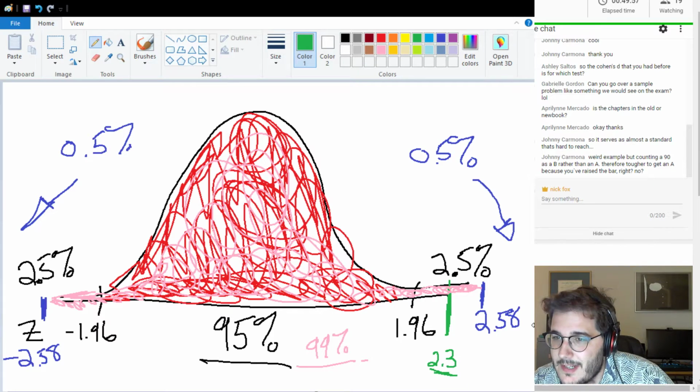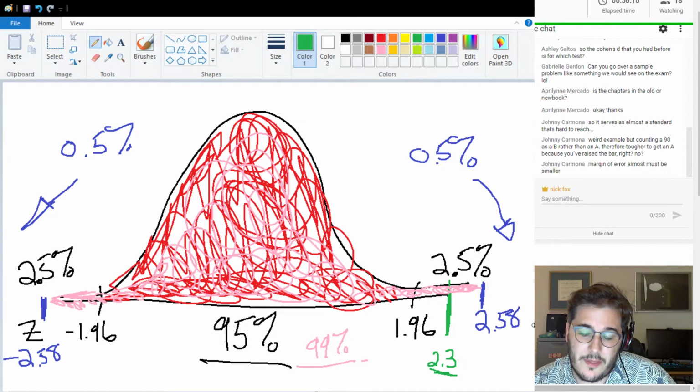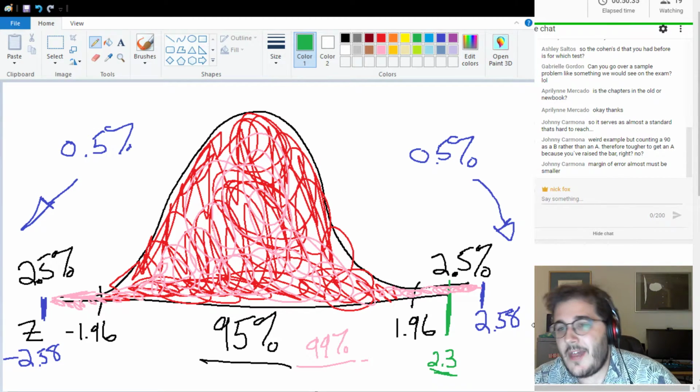Weird example, but counting a 90 as a B rather than an A. Therefore, tougher to get an A because you've raised the bar. Yeah, that could be a thing. Yeah, let's say you were using this class as like some threshold for some other class. Then if you changed and you only let people in who had an A. So if you change the threshold for A, you're going to select out the number of people that you're going to accept in. That's an interesting way of looking at it. Margin of error almost must be smaller. Yeah, that's the thing.